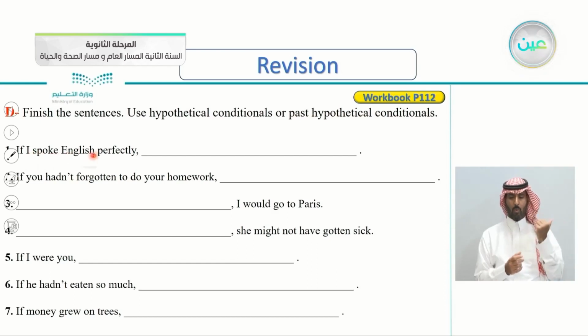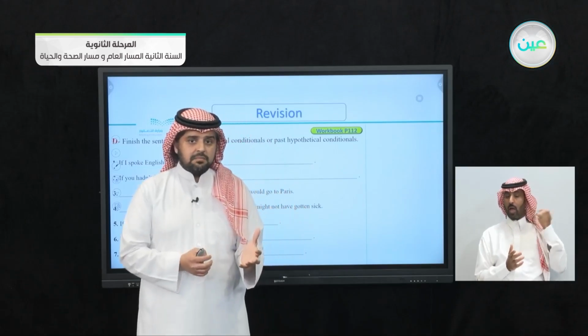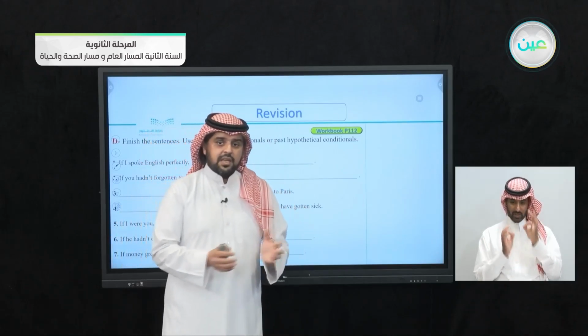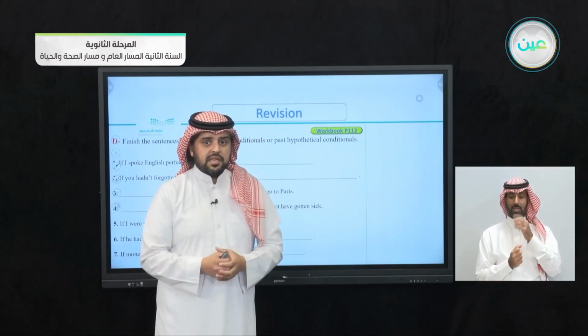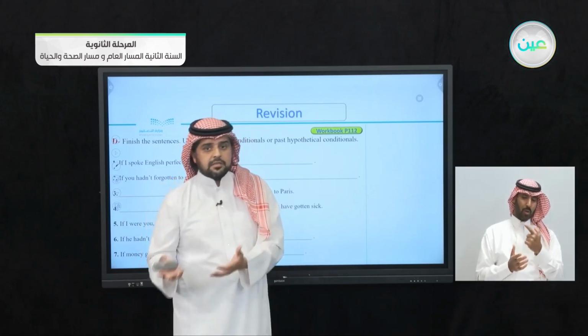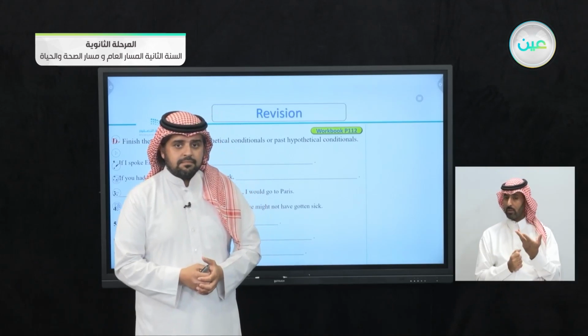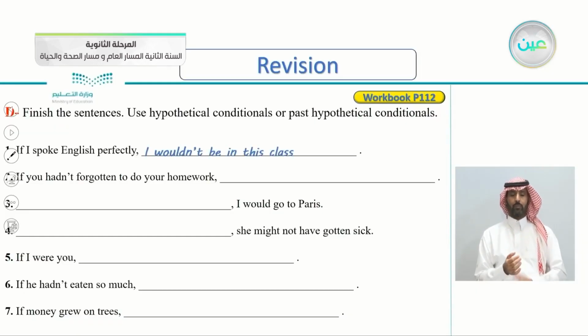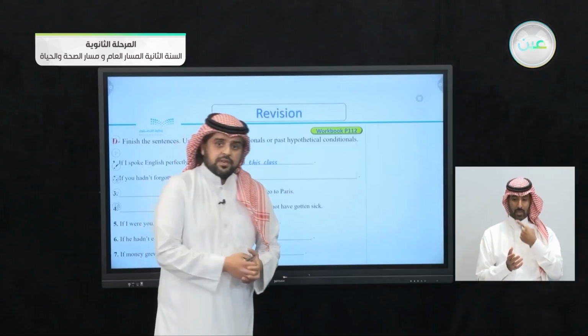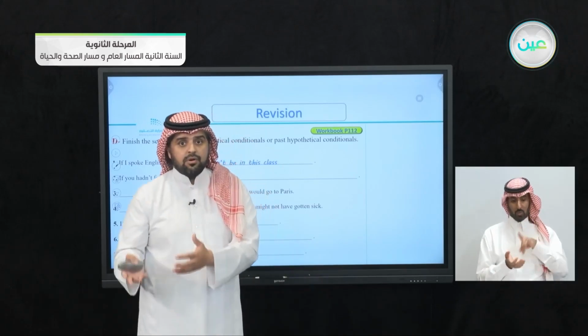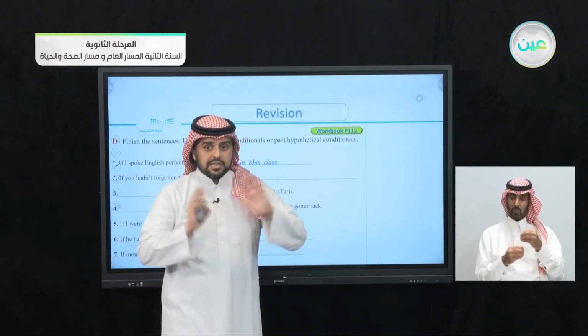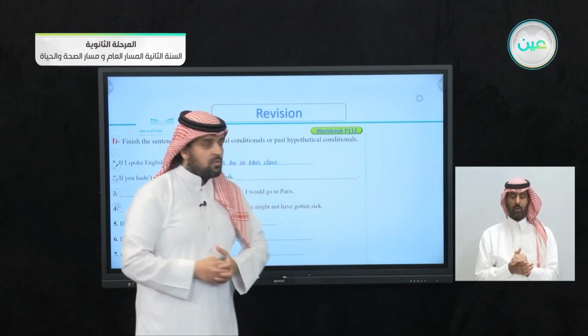Number 1, if I spoke English perfectly. If I spoke, this is a present hypothetical because I used the past tense. So if I spoke English perfectly, I would or I might do something. So let's check the answer together. I wouldn't be in this class. If I spoke English perfectly, I wouldn't be in this class. I would travel more. I might travel more. So you can continue the sentence any way you want.